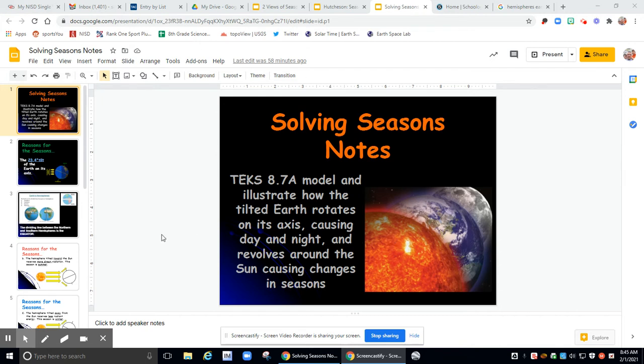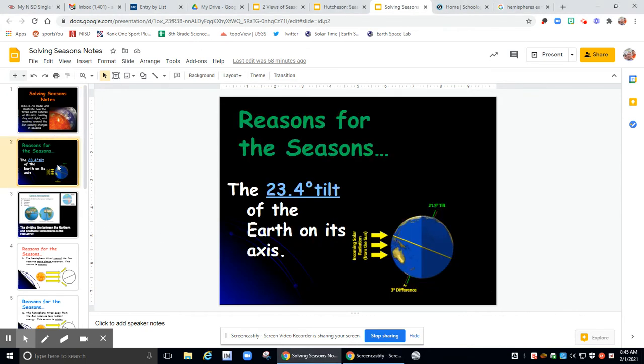Okay. So, first off, let's just focus on the Earth itself. One of the reasons for the seasons is the 23.4 degree tilt of the Earth on its axis. Now, throughout this unit, different activities, different books you would read, different websites you would look up, you're going to see different numbers: 23.5, 23.6. This thing right here for some reason has 21.5, which to me is incorrect. So just know it's 23.4. That's what you'll be tested on if you ever see it on a test.